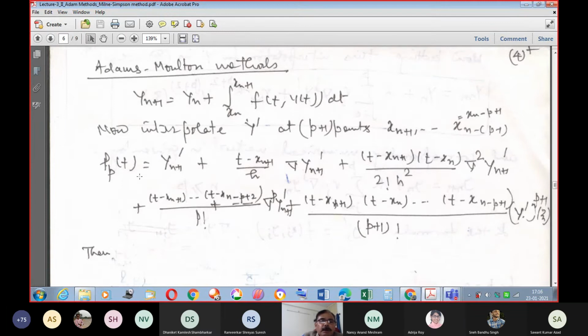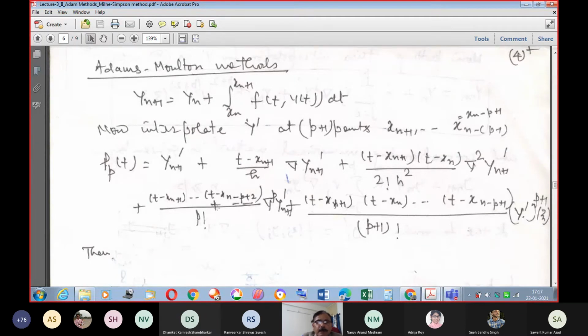Okay. Now, that polynomial will be your yn plus 1. So the starting point is, instead of yn, yn plus 1. So it is your yn plus 1 prime plus t minus xn plus 1 divided by h, backward operator yn plus 1 prime, and then t minus xn plus 1 times t minus xn, divided by 2 factorial h squared, then del square yn plus 1 prime, and so on. Next we'll have one more term, and so on and so forth.